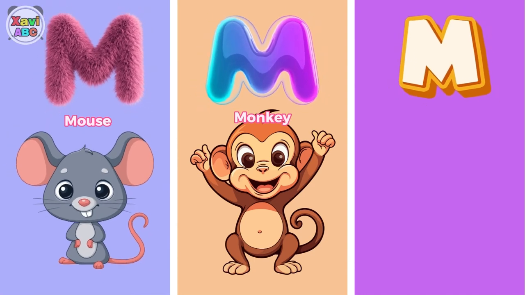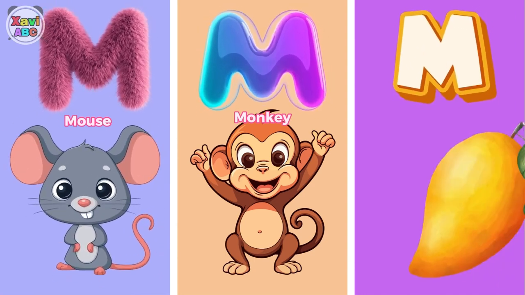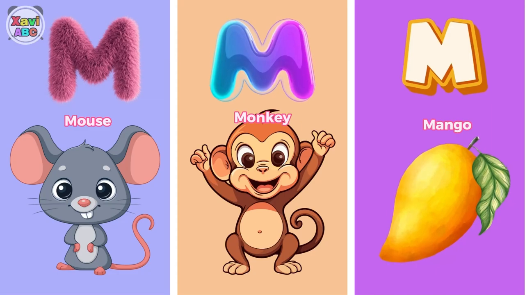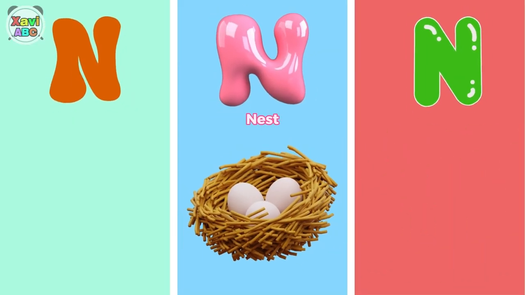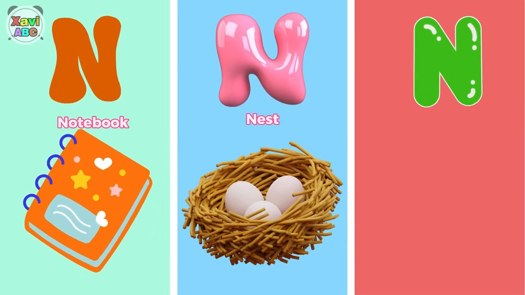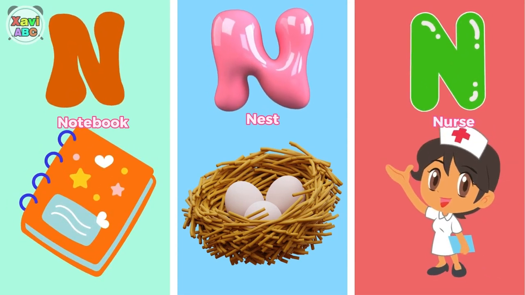M is for mouse, M, mouse. M is for mango, M, mango. N is for nest, N, nest. N is for notebook, N, notebook.